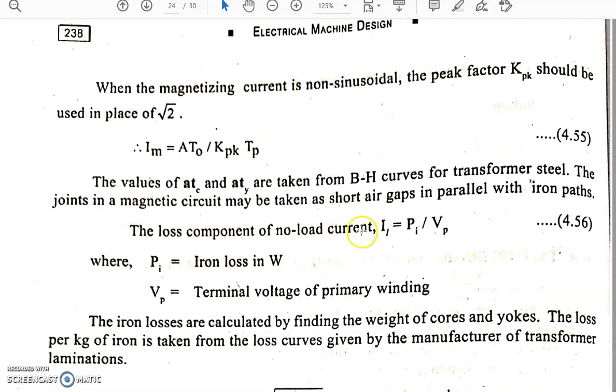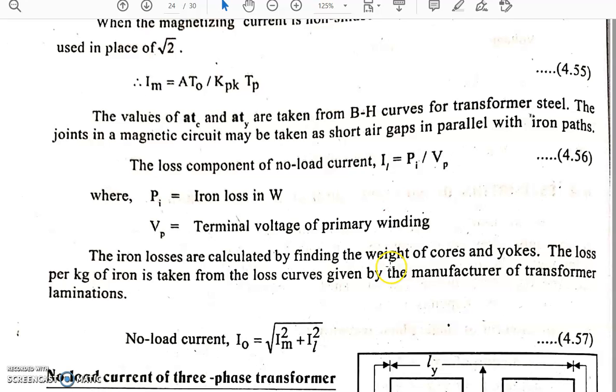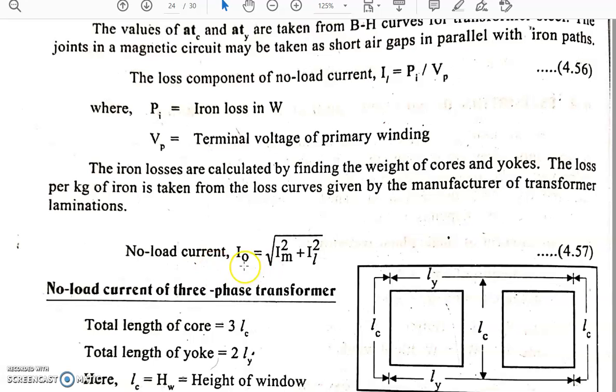The no load current has two components. One is the magnetizing current, which we have calculated, and the loss component of no load current depends upon the iron loss. So IL is PA, the iron loss, divided by the terminal voltage VP, the terminal voltage at the primary side, which gives the iron loss component. The total no load current is I naught equal to square root of Im square plus IL square. Because it is AC current, it has both magnitude and phase angle, so we have to consider the vector addition: I naught equal to square root of Im square plus IL square, magnetizing current plus loss component.